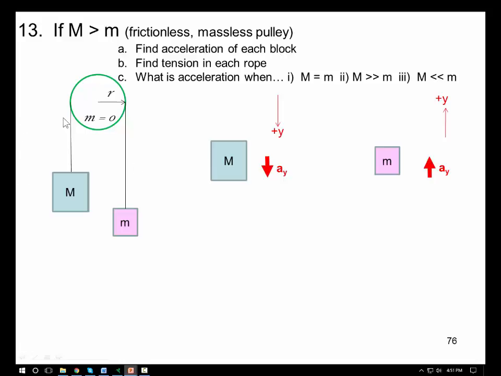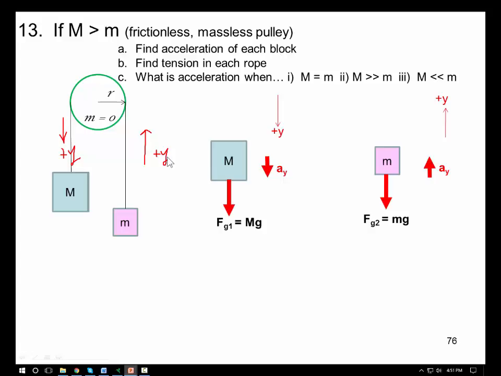We're going to follow the rope. If this side is moving down, that side is moving up, and we're going to call that our plus y-axis. All right, so we'll let the axis follow the direction of the rope. That is the secret to solving these problems. Very simple. So I'll just add in my forces.